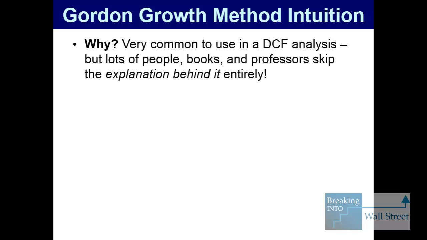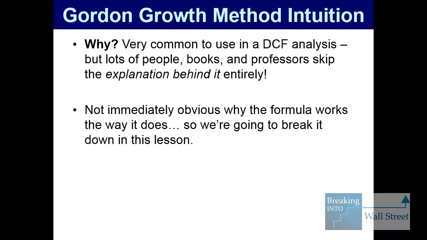Out of all the DCF related topics I've covered and taught over the years, the formula for terminal value as calculated with the Gordon growth method, or the perpetuity growth method, the long-term growth method, whatever you want to call it, has generated more questions than probably anything else out there. It's interesting to cover because it's not immediately obvious why the formula works the way it does.